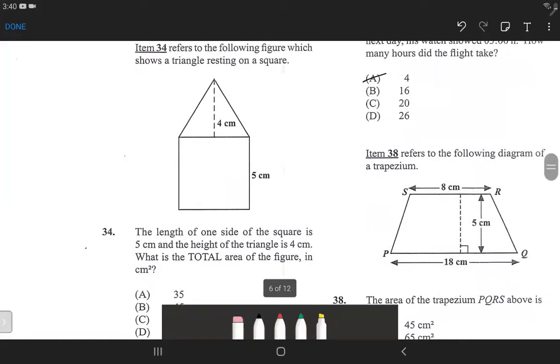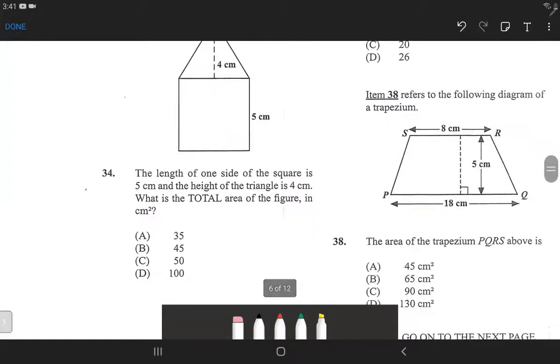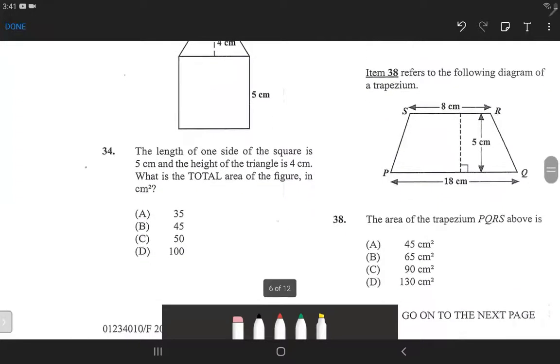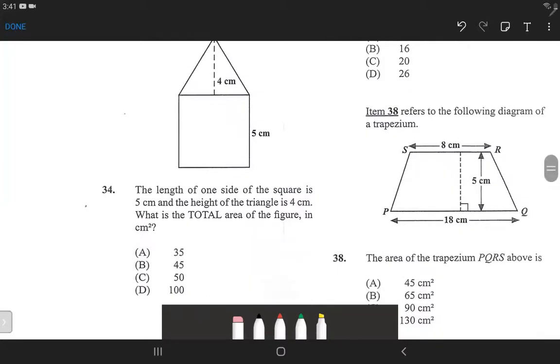Right, let's see this one. Item 34 refers to the following figure, which shows a triangle resting on a square. The length of one of the sides of the square is 5 cm, and the height of the triangle is 4 cm. What is the total area of the figure?